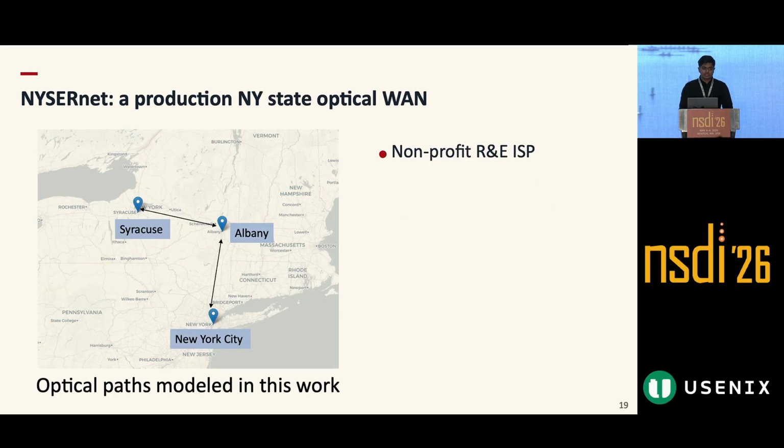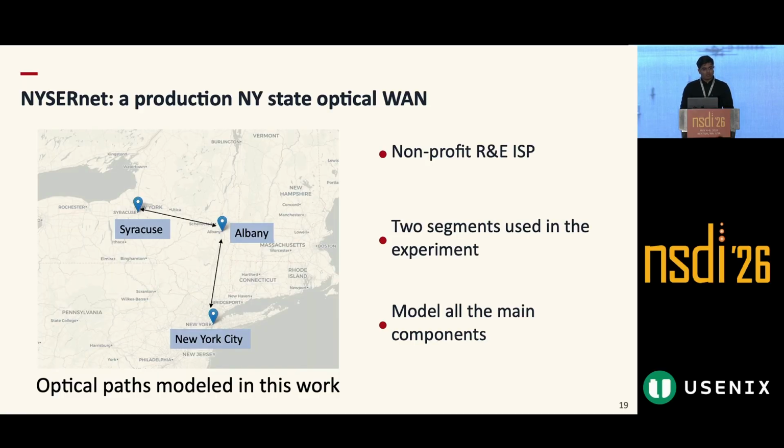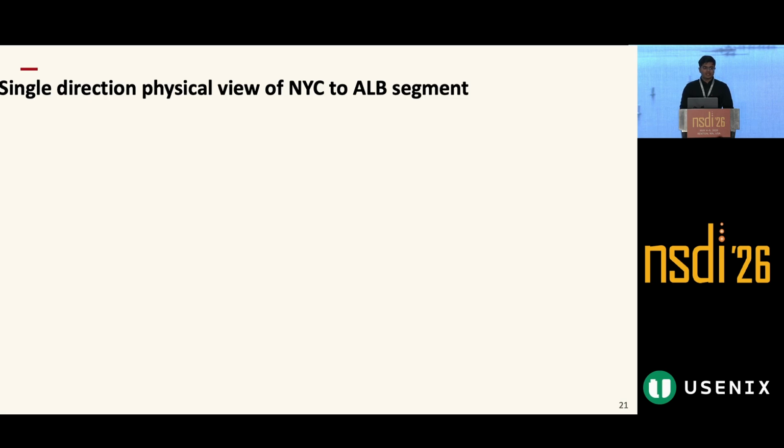Here we used NYSERNet, a production New York State optical WAN. It's a nonprofit research and educational ISP. We modeled two segments of this network, one from Albany to New York and one from Albany to Syracuse. We modeled all the main components of the network. So let's look at the single direction physical view of the NYC to Albany segment.